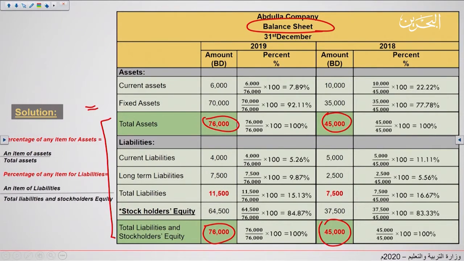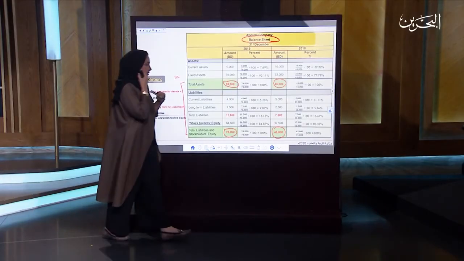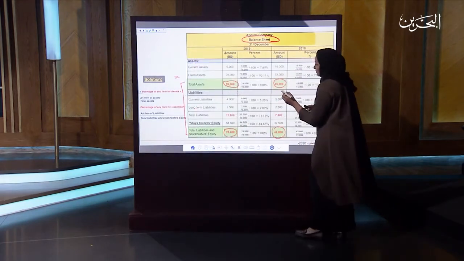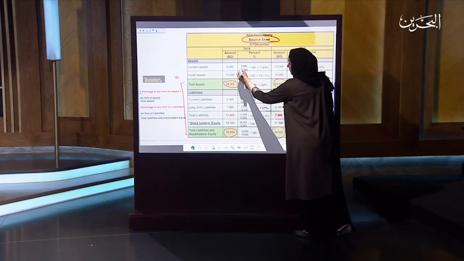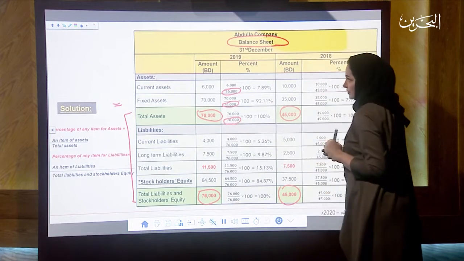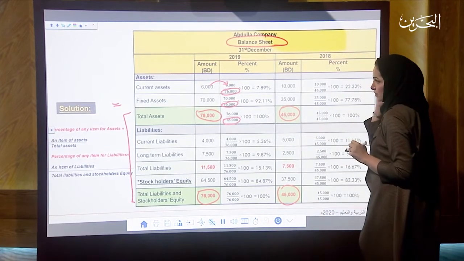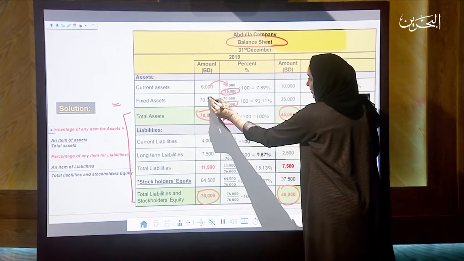Okay, now when we want to apply this formula, what does the formula say? Any item of assets divided by total assets. Any item of liability divided by total liability and owner's equity. Okay, let's start solving the problem. Here, total assets, this is the base. Okay, for current assets, any item, the rule said, divided by total assets. For fixed assets, the same.